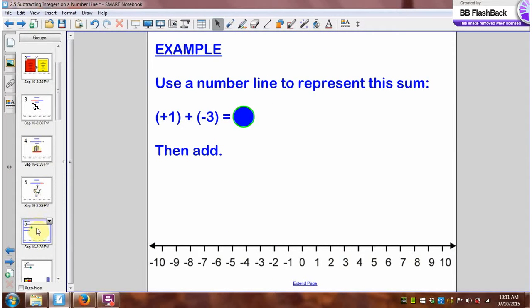Okay, this is just a quick little review. Use a number line to represent this sum: +1 plus -3. Remember, this is addition now; we're going to learn about subtraction after. We've done this a few classes ago. +1 is where we start, so we're starting at +1 here, and we're adding on -3. Negative is down this way, so we're going down 1, 2, 3. Where do we end up? On -2. What's our answer? -2.